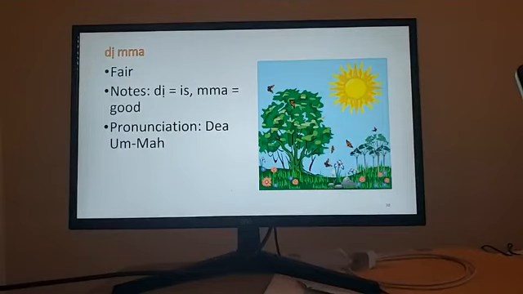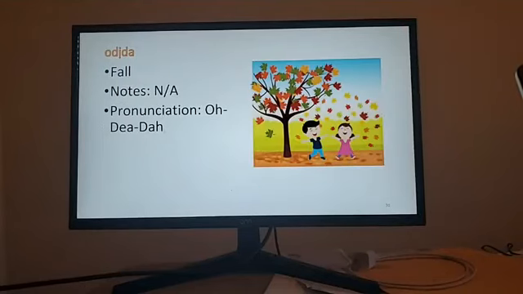Dea, which means is, and Um-Mah, good. So you're basically saying the weather is good when you're saying Dea Um-Mah, fair weather. Again, Dea Um-Mah, fair weather. Okay, the fall season. Just one word for that is odịda. Odịda for fall. Again, odịda, fall.